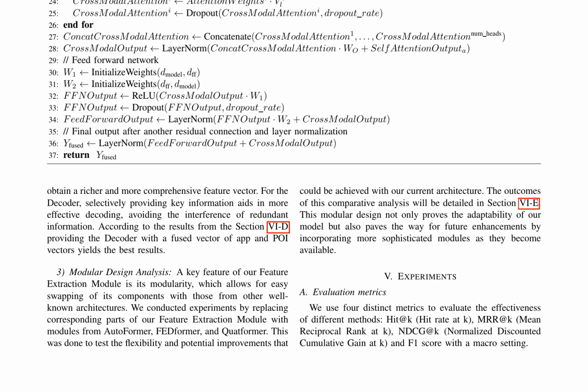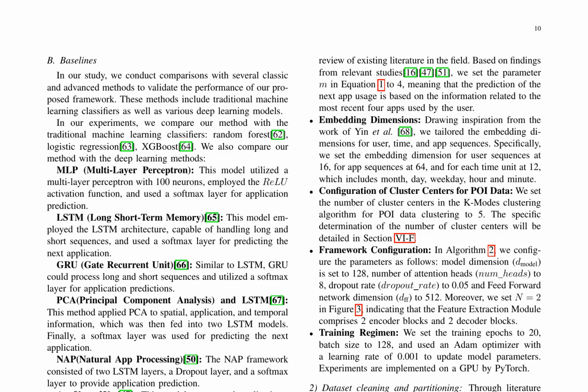The authors conduct a thorough evaluation of their approach using various metrics such as hit at K, MRR at K, NDCG at K, and F1 score. They compare their method with traditional machine learning classifiers like random forest, logistic regression, and XGBoost, as well as advanced deep learning models including MLP, LSTM, GRU, and others. The experimental setup includes parameter settings for sequence length, embedding dimensions, and framework configuration.